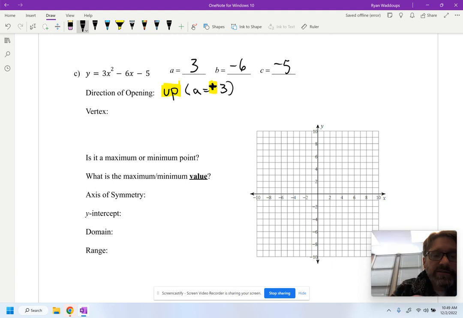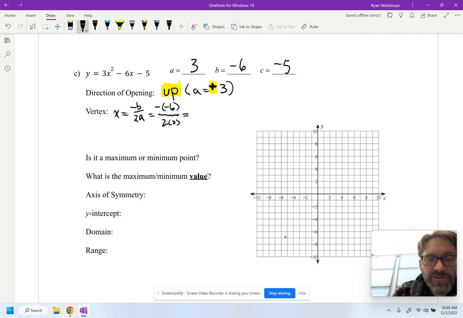So vertex, x equals -b over 2a. B, that's -6, so that's negative of -6 over 2 times 3. And the negative of a negative is positive. So that's +6 divided by 2 times 3, which is also 6. 6 divided by 6, the vertex is at 1.